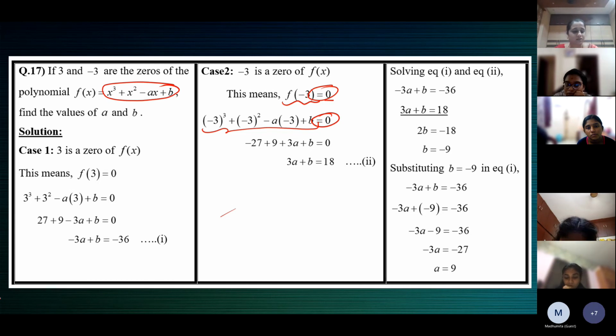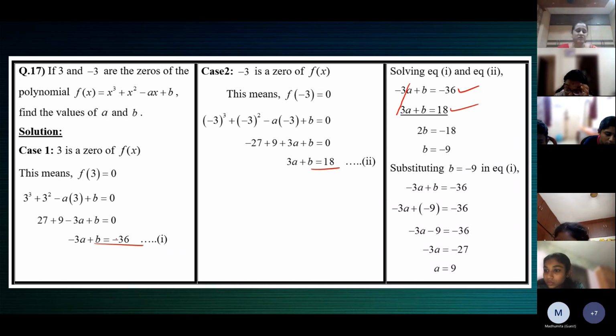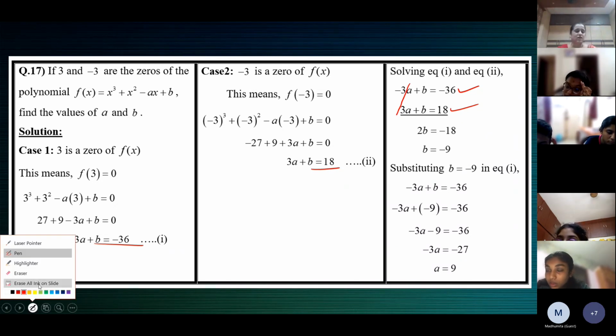How do we solve the equations for a and b? To find the values of a and b, write the equations one below the other like this. Any equation can be written first. I've just written this one first because I've called it 1 and this one 2. You can already see that minus 3a and plus 3a will get cancelled, so you don't have to change the signs.